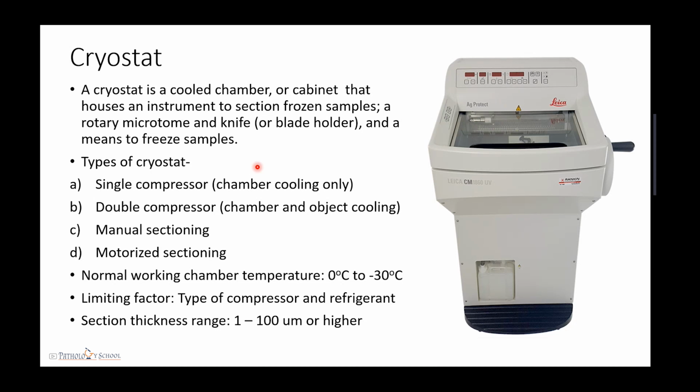There are different types of cryostats. One is single compressor, which is used for cooling the chamber only. Then there is double compressor, which cools both the chamber as well as the object. Then again there is manual sectioning cryostat and motorized sectioning cryostat. The normal working chamber temperature is 0 to minus 30 degrees Celsius. The limiting factors are the compressor and the refrigerant. The section thickness which we get using the cryostat is 1 to 100 micrometers or even higher.